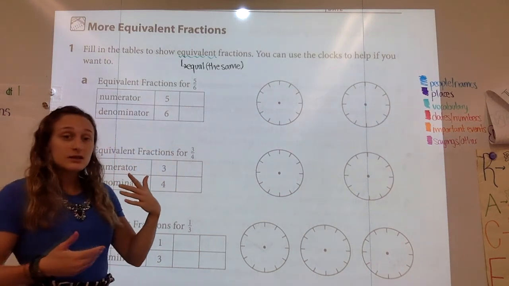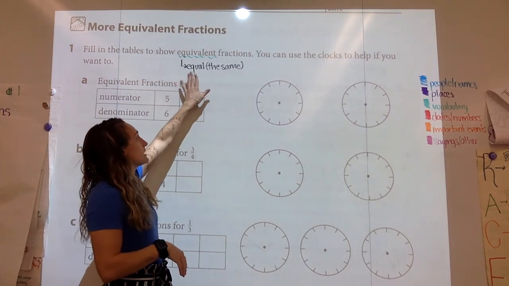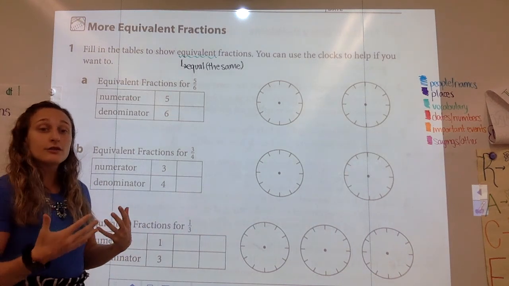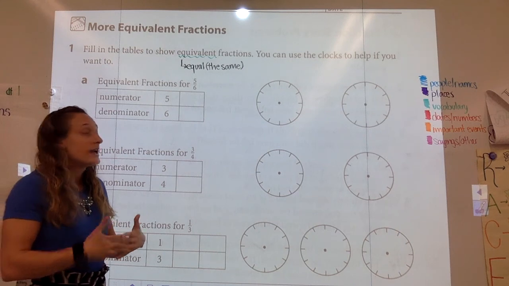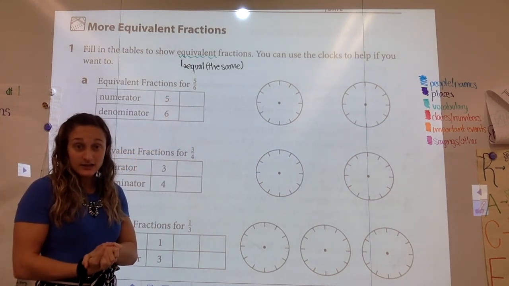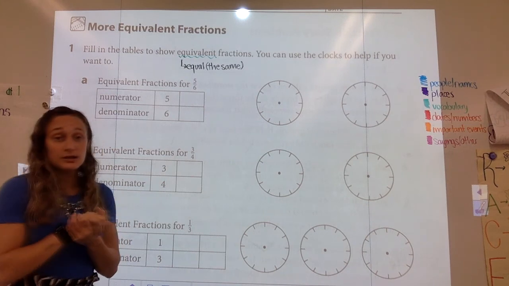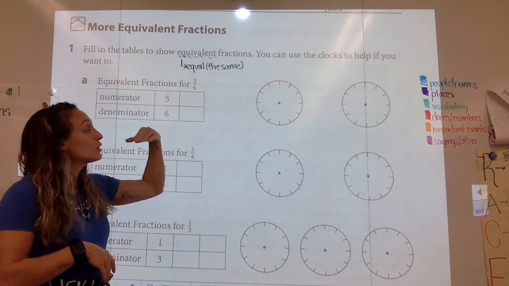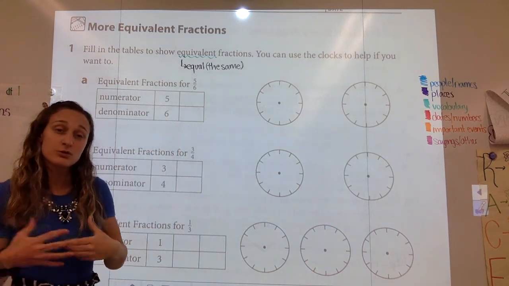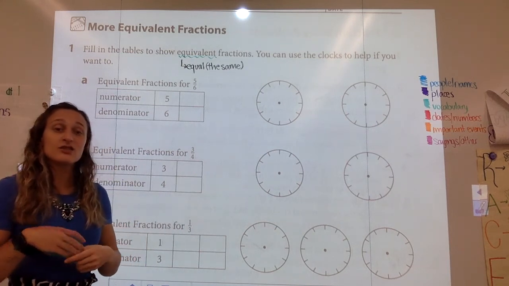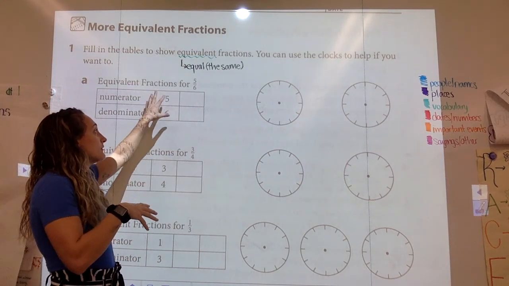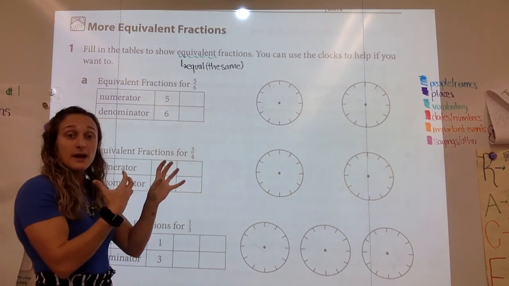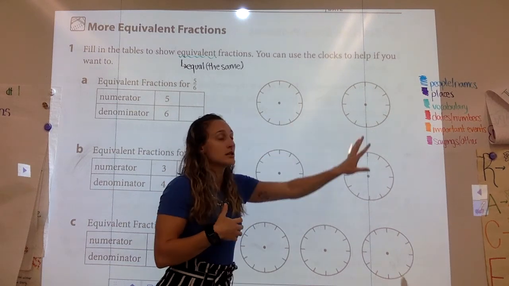Now, equivalent has the root word equal in it. It's the same thing as equal, the same. So, for example, we are going to be finding other fractions that also represent and mean the same thing as 5/6. In our books, it gives us the opportunity to do this mathematically or using a clock. Some of us are more visual learners, so that's why they give us the clock, and it also helps you visually see how 5/6 and the other fraction we're going to create actually equal the same amount. The same amount is going to be colored in on these fractions.